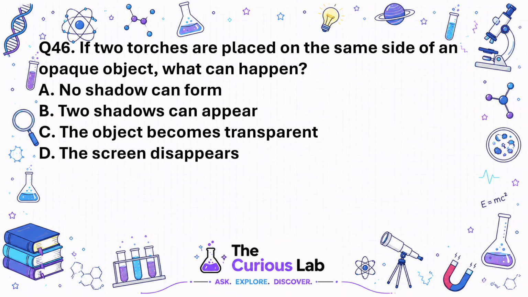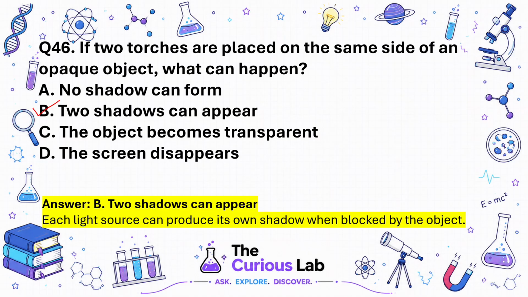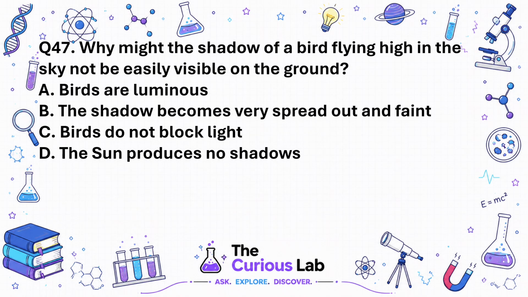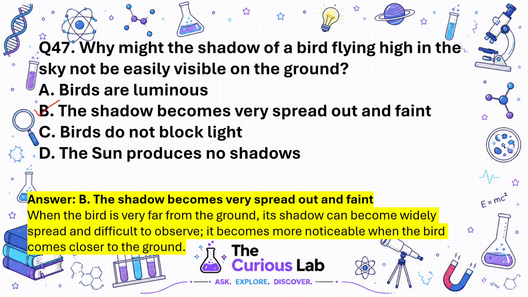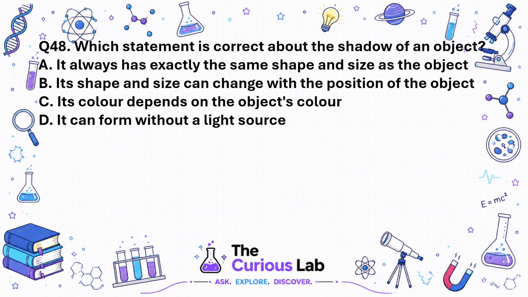If two torches are placed on the same side of an opaque object, what can happen? We may obtain two shadows and they may overlap depending on the distance between them. Why might the shadow of a bird flying high in the sky not be easily visible on the ground? Because the shadow becomes very spread out and faint since it is very far from the object and close to the light source, that is sun. Which statement is correct about the shadow of an object?